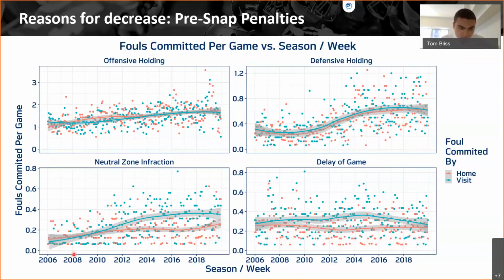So we look at neutral zone infraction. We see this big gap between neutral zone infraction of the home team and the visiting team. Visiting teams are committing it a lot more often. But by 2019, by the end of our data set, it's about the same. And same with delay of game.